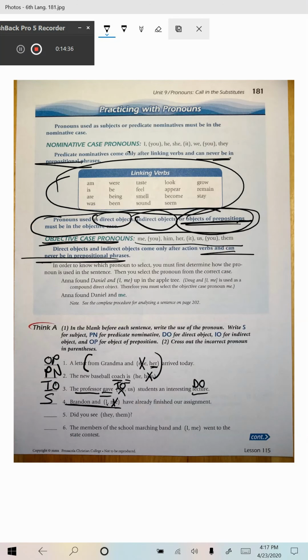Subject. Did you see they or them? Okay. You is the subject. You did see a direct object. So this is the direct object. So we have to use objective case. Look up top if you can't remember. Me, you, him, her, it, us, you, them.